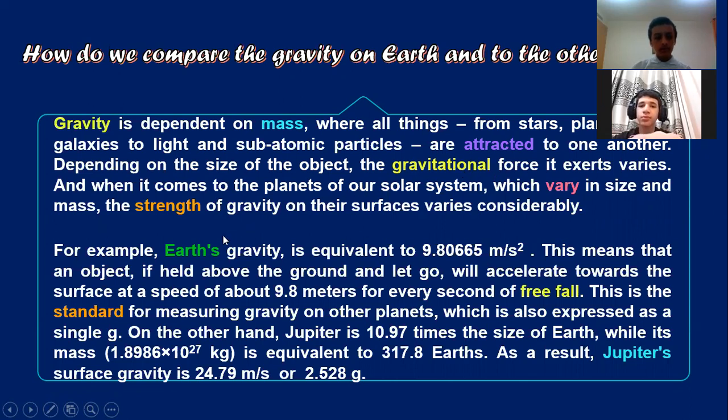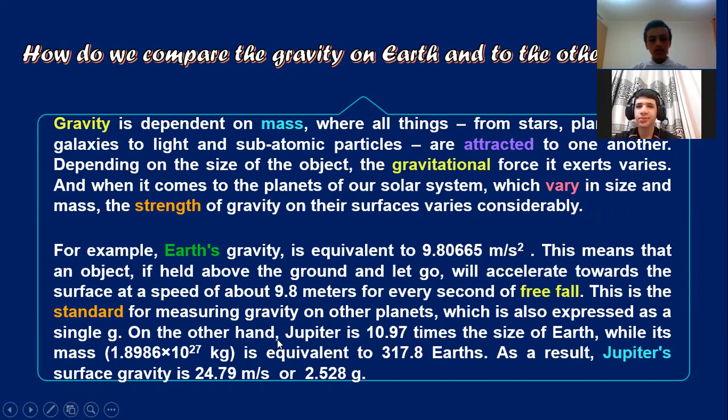For example, Earth's gravity is equivalent to 9.8 meters per second squared. This means that if an object held above the ground is let go, it will accelerate towards the surface at a speed of about 9.8 meters for every second of freefall. This is the standard for measuring gravity on other planets.